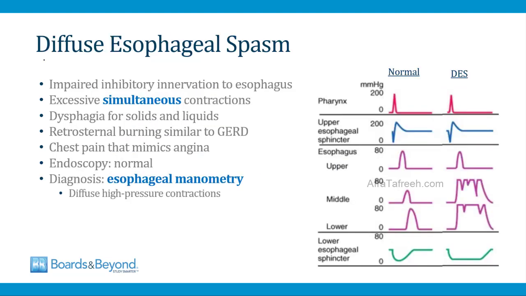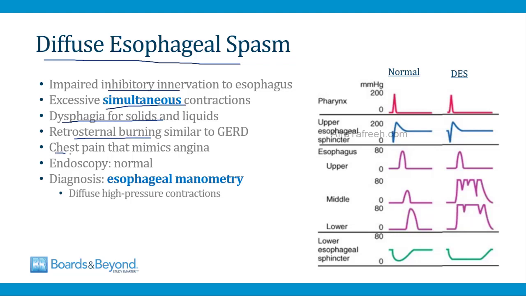Our last motility disorder is diffuse esophageal spasm. This condition is caused by impaired inhibitory innervation to the esophagus, and for this reason patients develop excessive simultaneous contractions of the esophagus, leading to symptoms. Because this is a motility disorder, it can lead to dysphagia for solids and liquids. It's also associated with retrosternal burning similar to GERD.